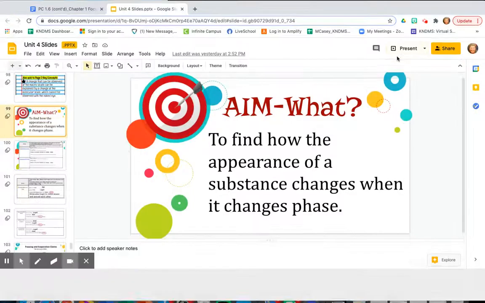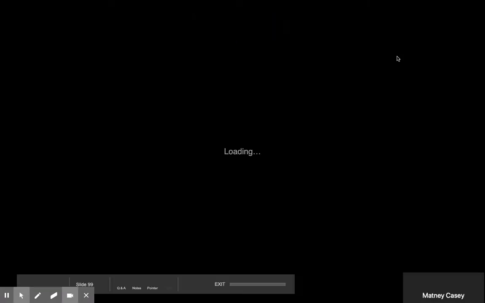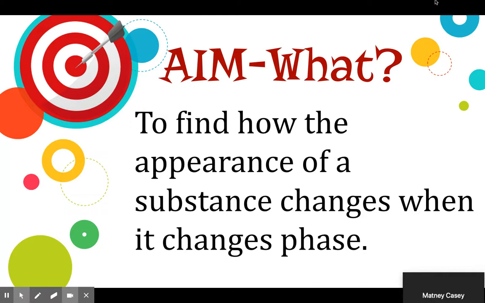Today's assignment, if you completed all of the other assignments for chapter one, should be fairly simple for you to complete. You might even finish it a little early before your science block is up. To frame today, the goal is to find out how the appearance of a substance changes when it changes phase.